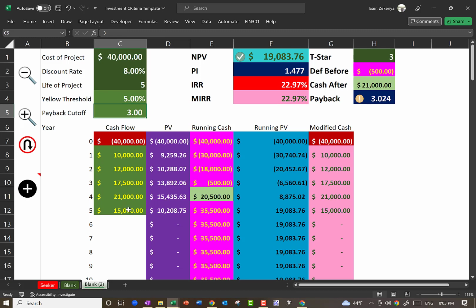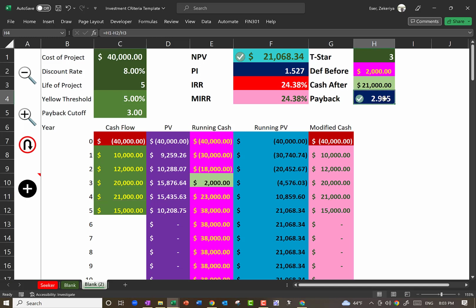For example, let's make this, let's see, 16,000. It's too much, hence it's red light. Let's make that 19,000. It's still within 1 month. 20,000. Yeah. Now it's green light, right? Again, it visually tells me that I should accept the project. Yellow light simply means it's iffy.